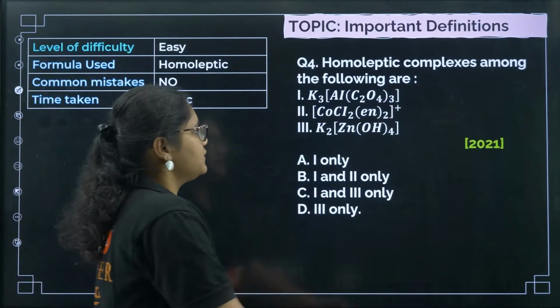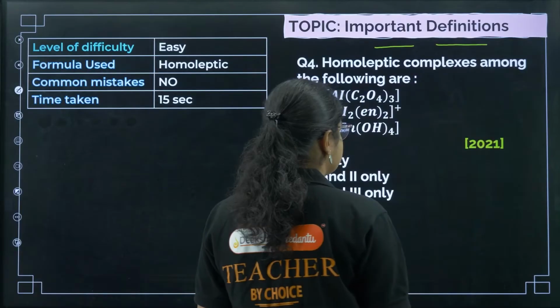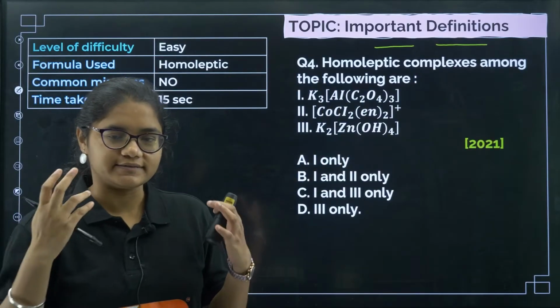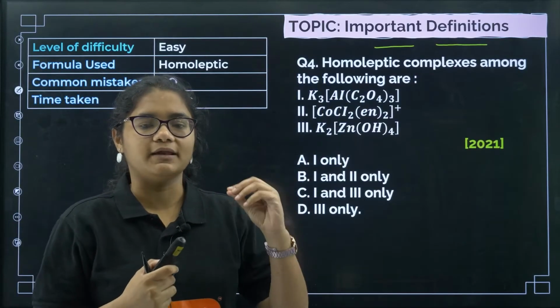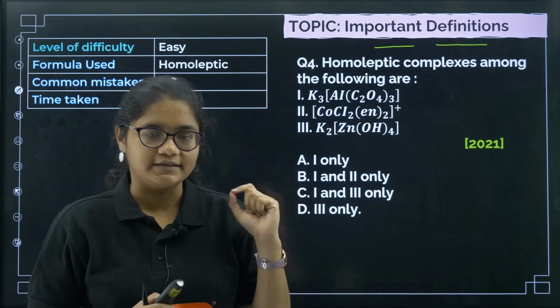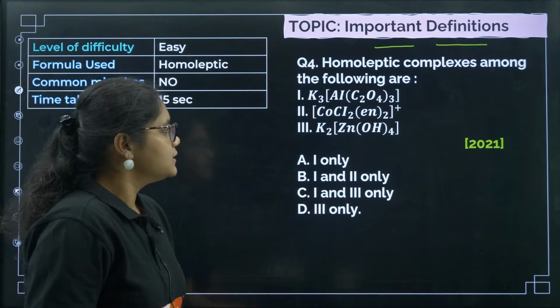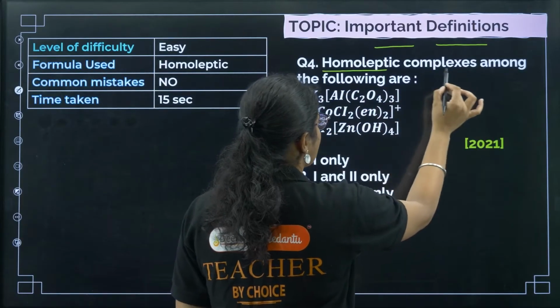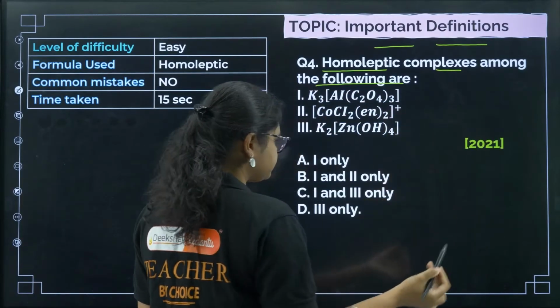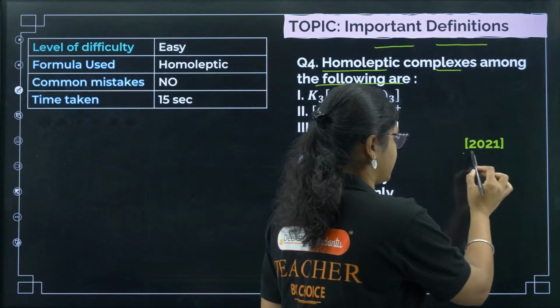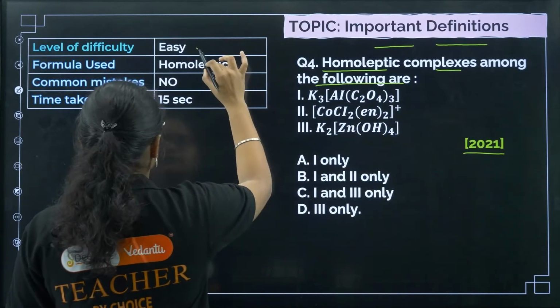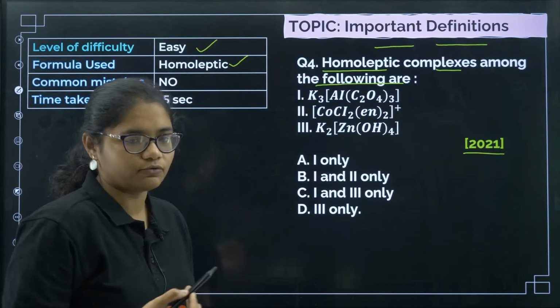Next question, the topic is important definitions. In your NCERT book there is a topic called important definitions, and many concepts have been discussed there, so you must know them very well. Now, homoleptic complexes among the following are. This question was asked in 2021. It is a super easy question if you know the definition of homoleptic.